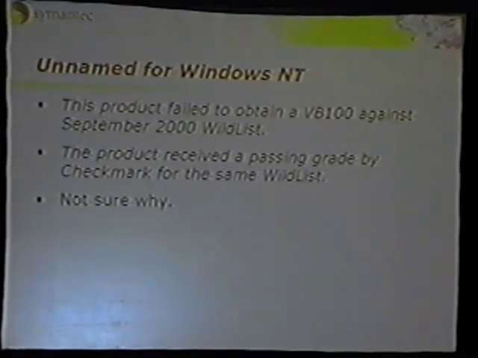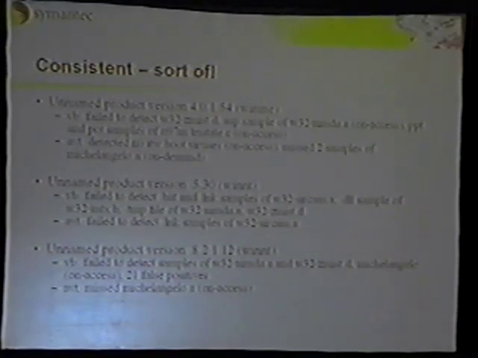And an antivirus product for Windows NT didn't get the VB100 against the wildlist. They did get it from Checkmark. We're not sure why. We haven't been able to resolve that one yet. But you shouldn't think people are always inconsistent and don't agree. In some cases, they do agree, and both organizations will fail antivirus software.